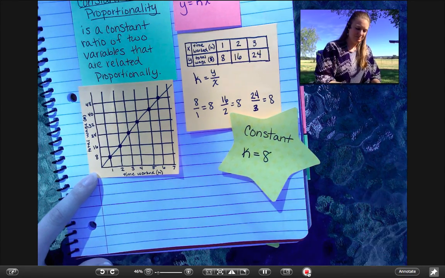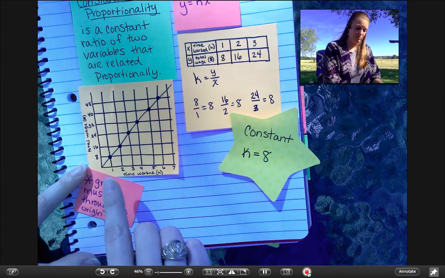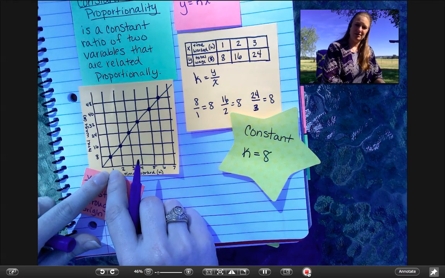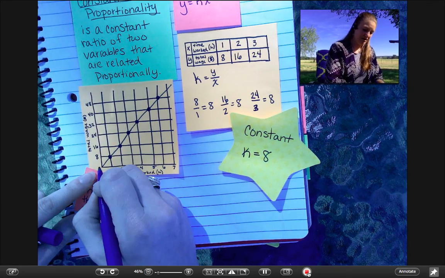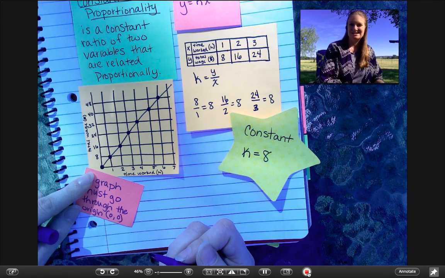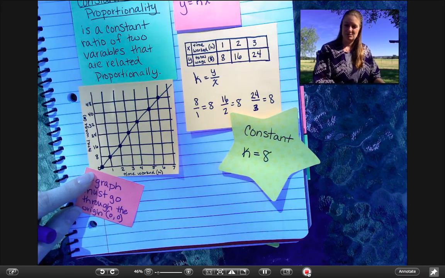Okay, so your graph must go through the origin. It has to have the point 0, 0 on it. So if we worked 1 hour and we got $8, that would mean that if we worked 0 hours, we would get $0. It has to go through 0, 0.